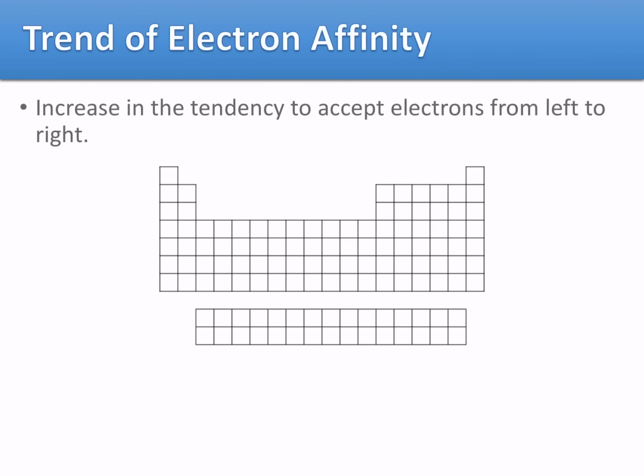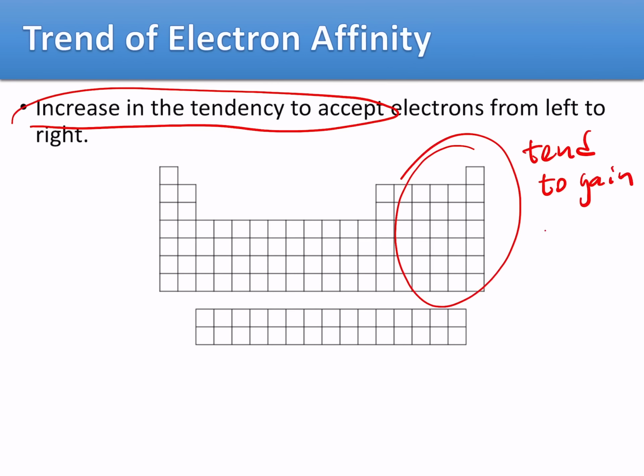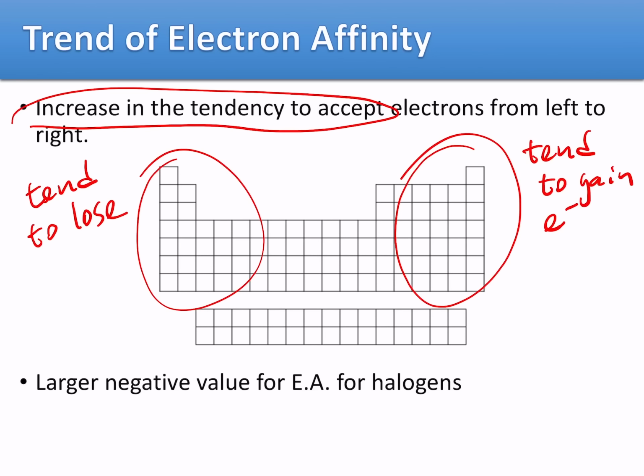But if you were to predict what's happening with electron affinity, there is an increasing tendency to gain electrons on the right side of the periodic table. So this side of the periodic table, and remember what's on that side, that's the nonmetals. So these tend to gain electrons. Now what happens on the left side of the periodic table? You have metals on that side. They don't want to gain electrons, they want to lose electrons. So there is more tendency to lose electrons on this side.